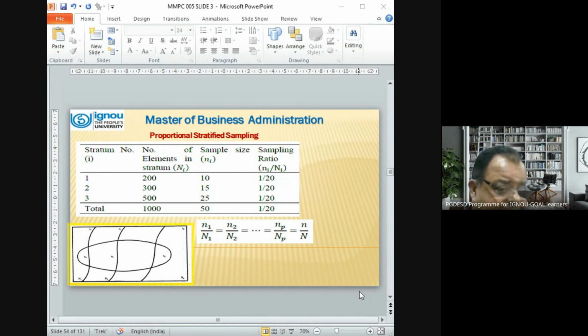So you can see that there is an oval. It is being divided by three lines. So the whole system is being divided into four parts. So this is basically what we are doing in stratified sampling. See to it that the sampling ratio is 1 by 20 throughout.